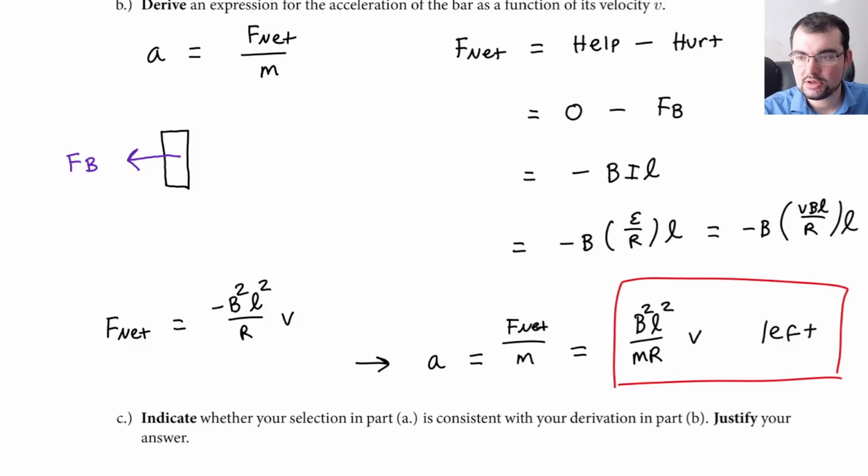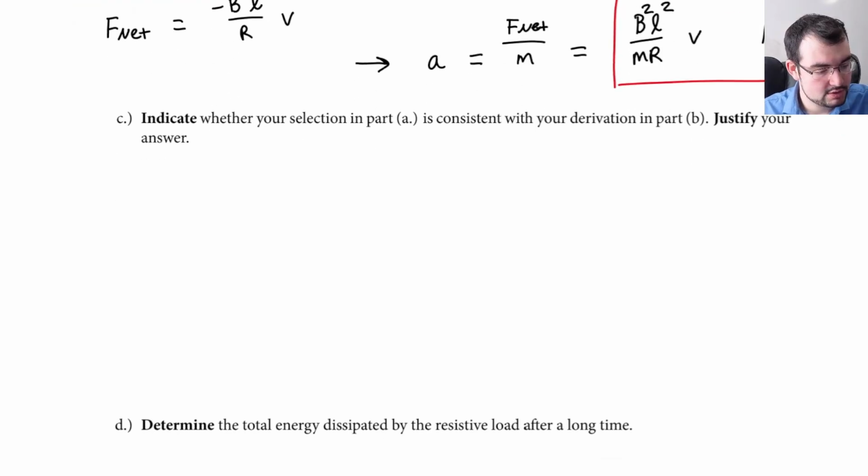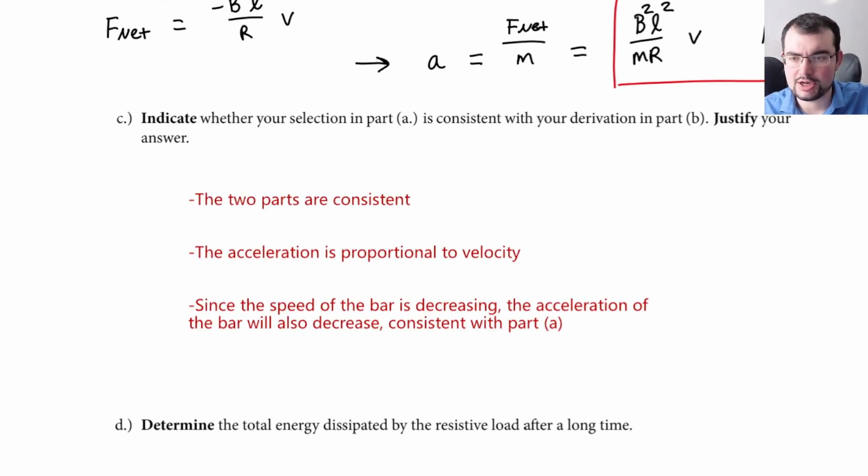So is that consistent with our claim? We claimed that as this bar slows down, its acceleration will also decrease. Absolutely, right? Because notice what's in this expression for acceleration. Acceleration depends on velocity. So for those of us with some calculus experience, you can actually see how this is eventually going to turn into a differential equation we can solve in our calculus-based unit. So is it consistent? Absolutely. Acceleration is proportional to velocity, which makes this a drag force. And since the speed of the bar is decreasing, the acceleration of the bar will also decrease, consistent with part A.